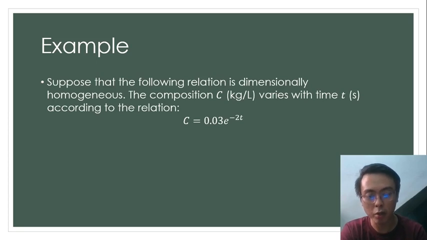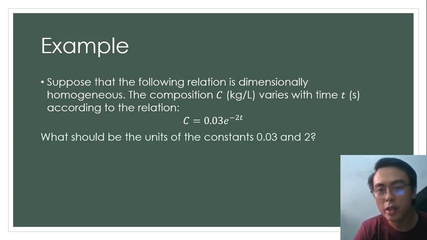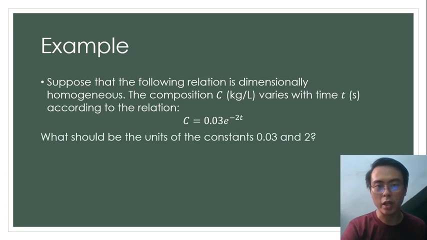So let me write that down. C is equal to 0.03 e raised to negative 2t. C has units kilograms per liter and t has units seconds. So the question is, what should be the units of the constants 0.03 and 2? You are presented with this problem. Obviously, in the equation presented, the units are not shown because we normally do not place units in these types of equations. We are tasked to find what are the units of those constants.